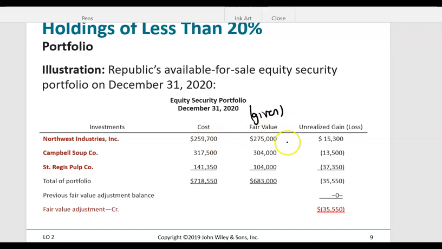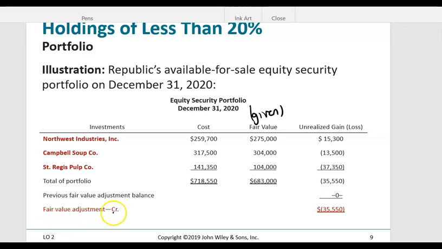And the difference between the cost and the fair value is an unrealized gain. Here we see that if the numbers are in parentheses, that's calculated as a loss. We take the fair values minus the cost of the securities. We're going in the direction of fair value minus cost equals the unrealized gain. And when we sum up the 3, we net the net unrealized gains or losses, we get a net loss of $35,550.